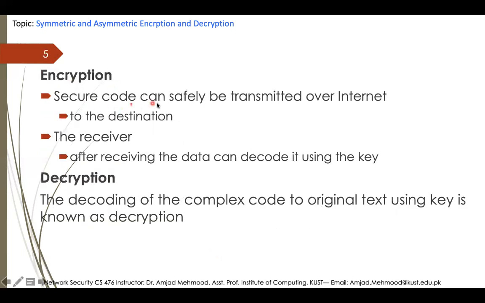Now, the encrypted secure code can safely be transmitted over the network to the destination. The receiver, after receiving the data, can decode it using that particular key. So this is the main objective, that the sender cannot send the data to the receiver directly. The sender will encrypt it, and then the message will travel over the internet and reach the destination, where the destination applies a particular key for decrypting and reading that message. That process where the decoding of that complex algorithm is performed is known as decryption.